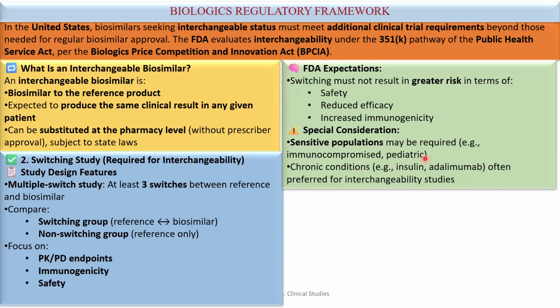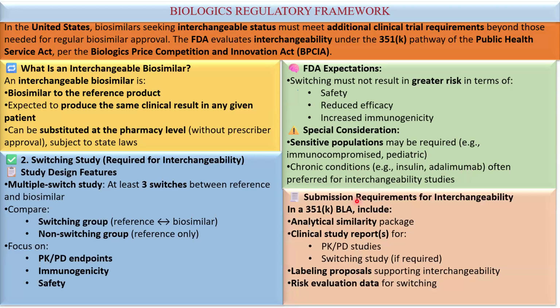As of now in the US market, these are the two products approved as interchangeable biosimilars: one is insulin glargine, another is adalimumab. And for the submission requirements, interchangeables apply under the 351(k) application for the biologics license application. The analytical similarity package that we deliver for these biosimilar products, the same package will be applicable for the interchangeable biosimilar. The clinical study will have additional data, which includes the switching study reports. The labeling proposal is different compared to the biosimilar because of the PK/PD study. Yes, that is a part of our package, completely PK/PD studies.